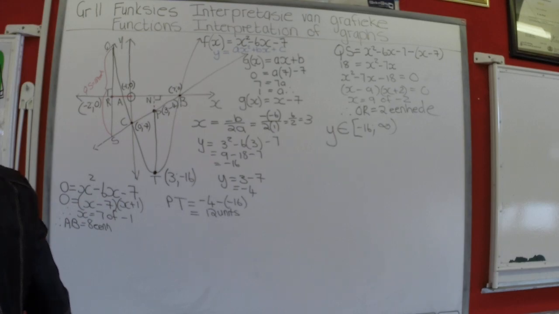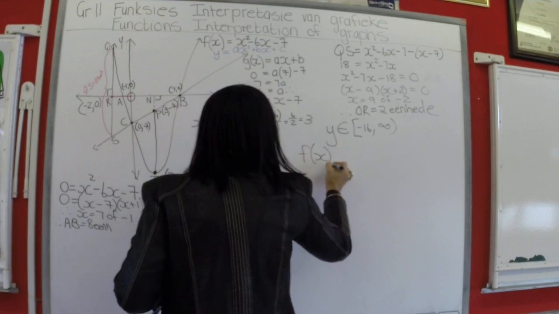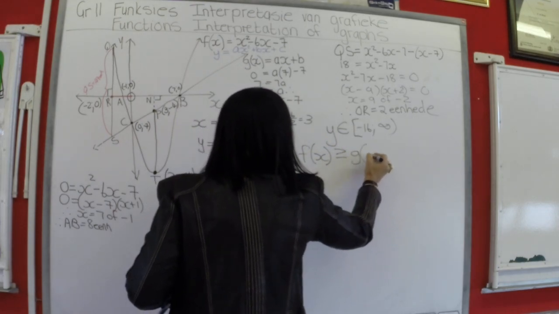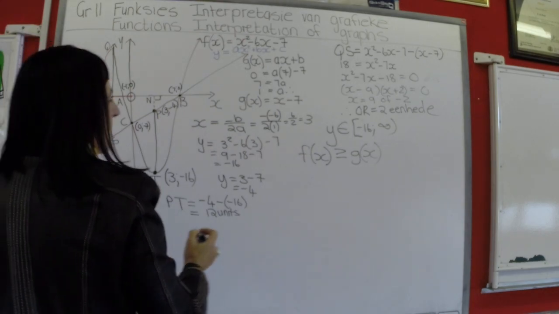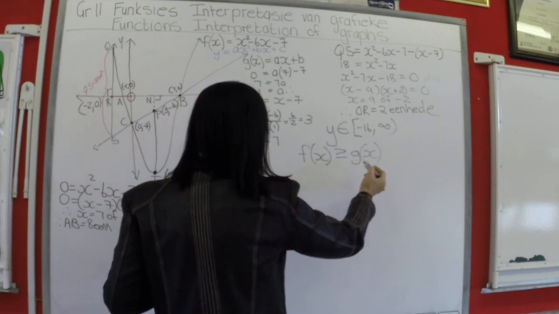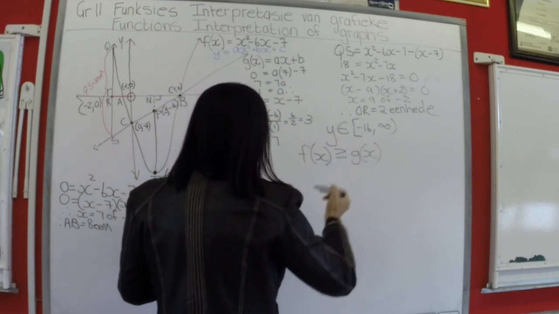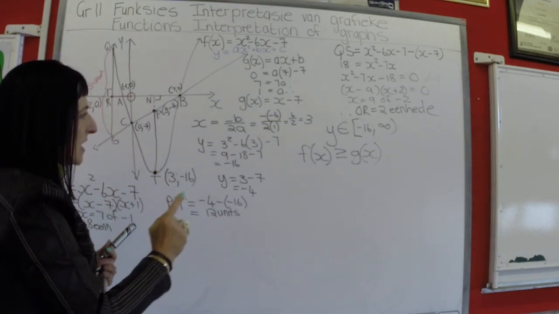Then, for what values of x will the following be true? Waar is f(x) groter of gelyk aan g(x)? Kom ons gaan kyk na hom. Waar is f(x)? En ons het gekyk na ons leerwerk na hierdie. If f(x) is greater than g(x), it means f(x) must be above g(x). So I'm going to now show it to you with a red pen.